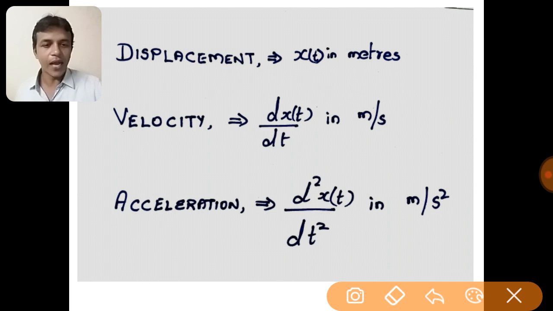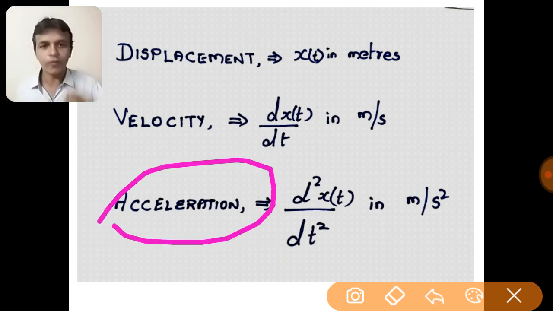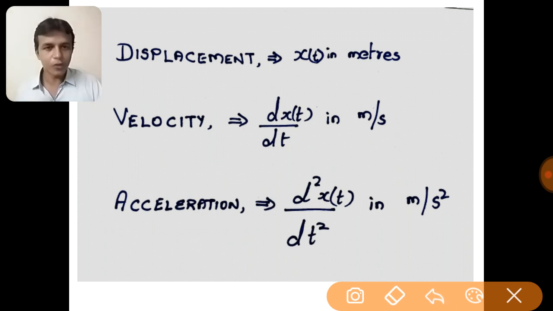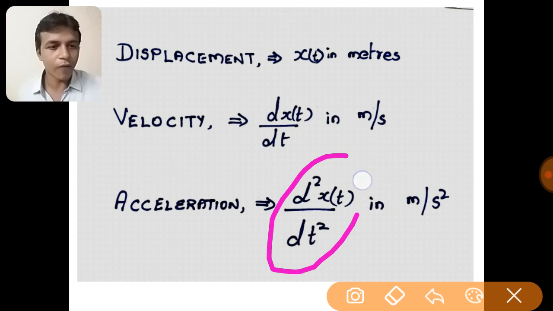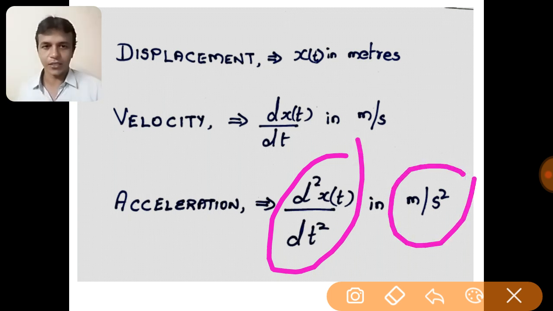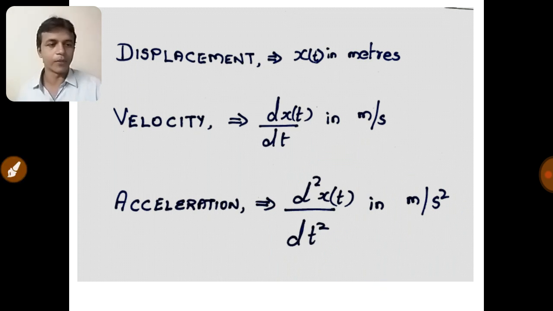Similarly, acceleration is the rate of change of velocity. When velocity is the rate of change of displacement, acceleration is the rate of change of velocity. So mathematically we write acceleration as velocity divided by time, and here also we represent it in derivative form, d square by dt square of x of t, in meter per second square. This is regarding these parameters, and we are very much aware of them.